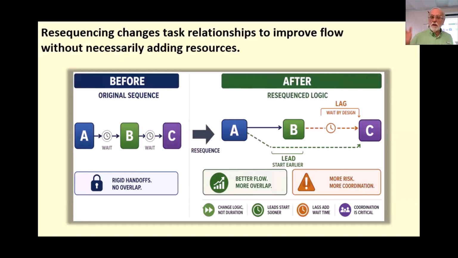But these changes also involve trade-offs. A lead may create efficiency while increasing coordination risk. A lag may reflect real conditions while extending the timeline if overused. So if we continuously push things out, eventually we're going to bump up against our critical path, and then we're going to start to impact the critical path.